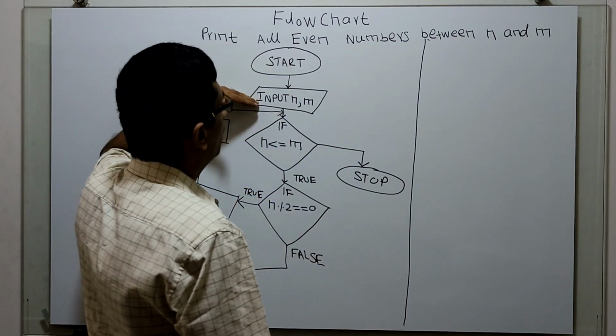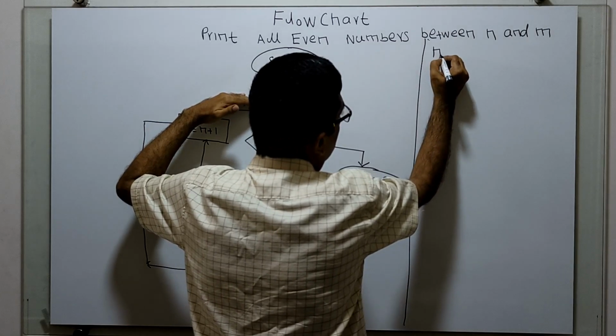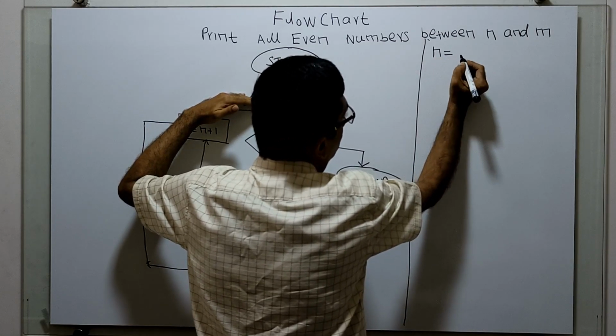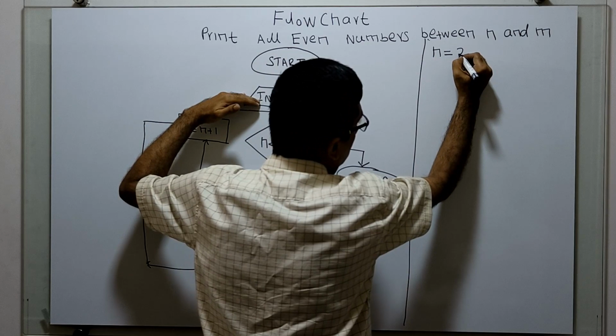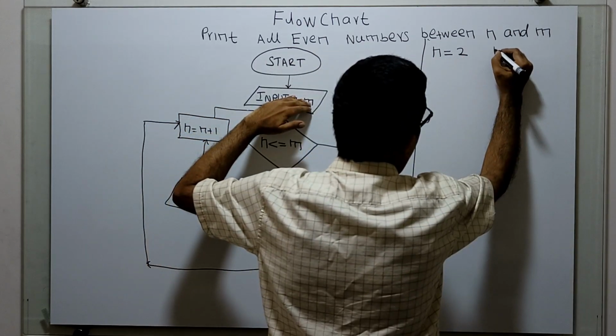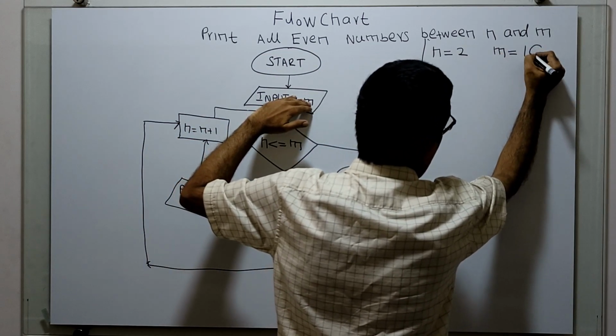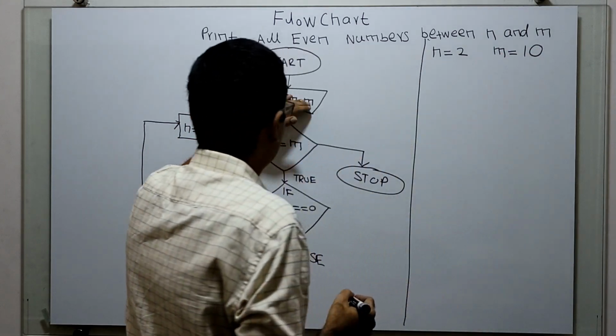Start. Input n and m. For n, I am giving value 2. For m, I am giving value 10.